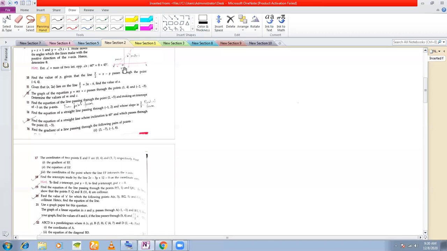Number 15, if you read the problem, it states: find the equation of a straight line whose inclination is 60 degrees and which passes through the point (0, -3). What is given here? Let's say inclination theta is given to be 60 degrees, the inclination with the x-axis. Also, the straight line passes through (0, -3).